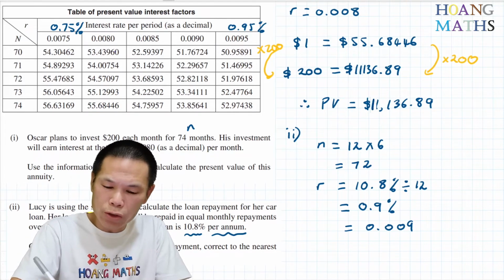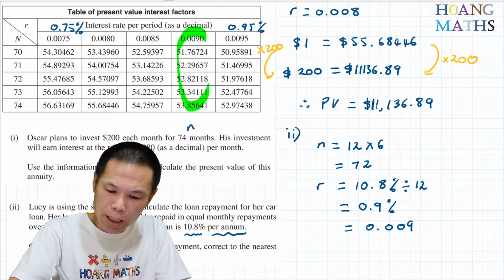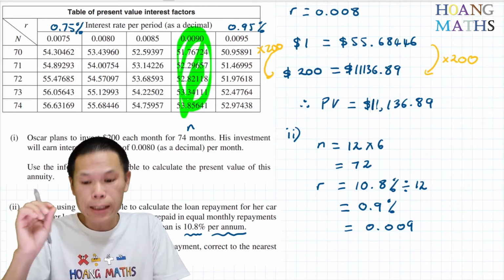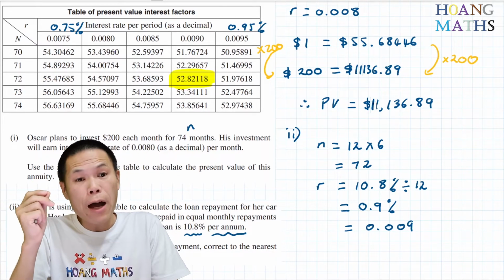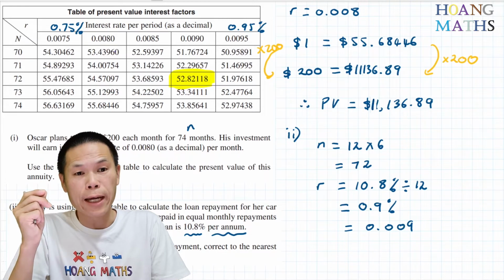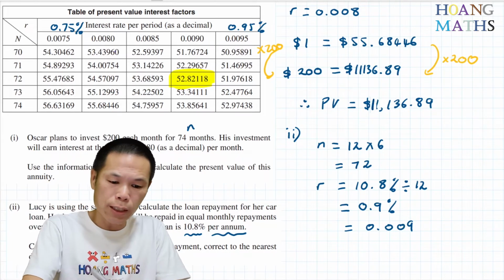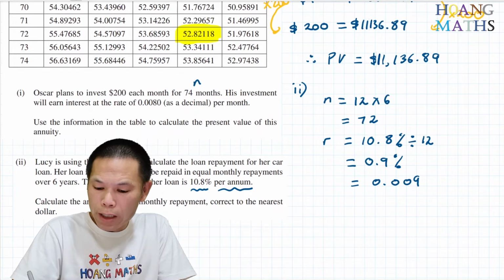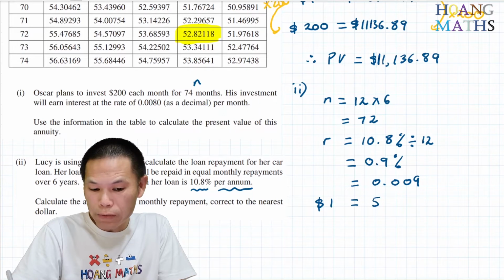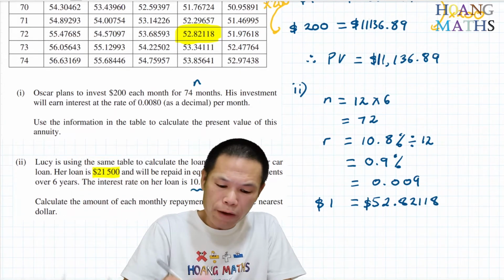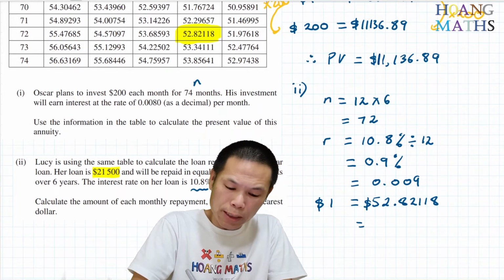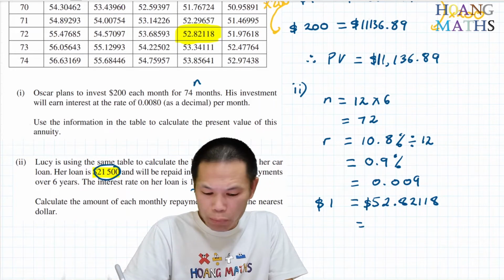So 0.009, it is this column here. And then N is 72. So 72 is here. So the present value factor is 52.82118. Okay. So let me just write this down. If Lucy makes regular contributions of $1, the present value is 52.82118. But then the present value is 21,000 because that's how much she borrowed. So that's the present value.